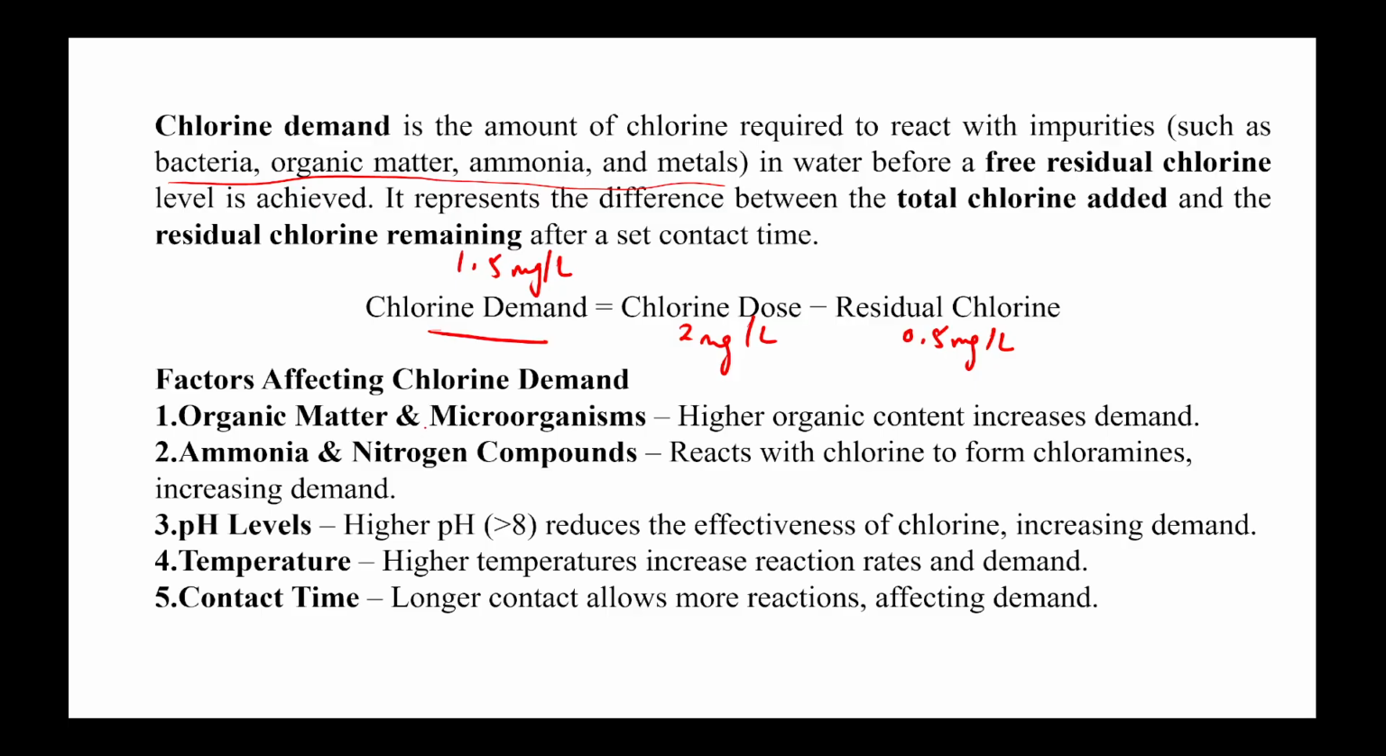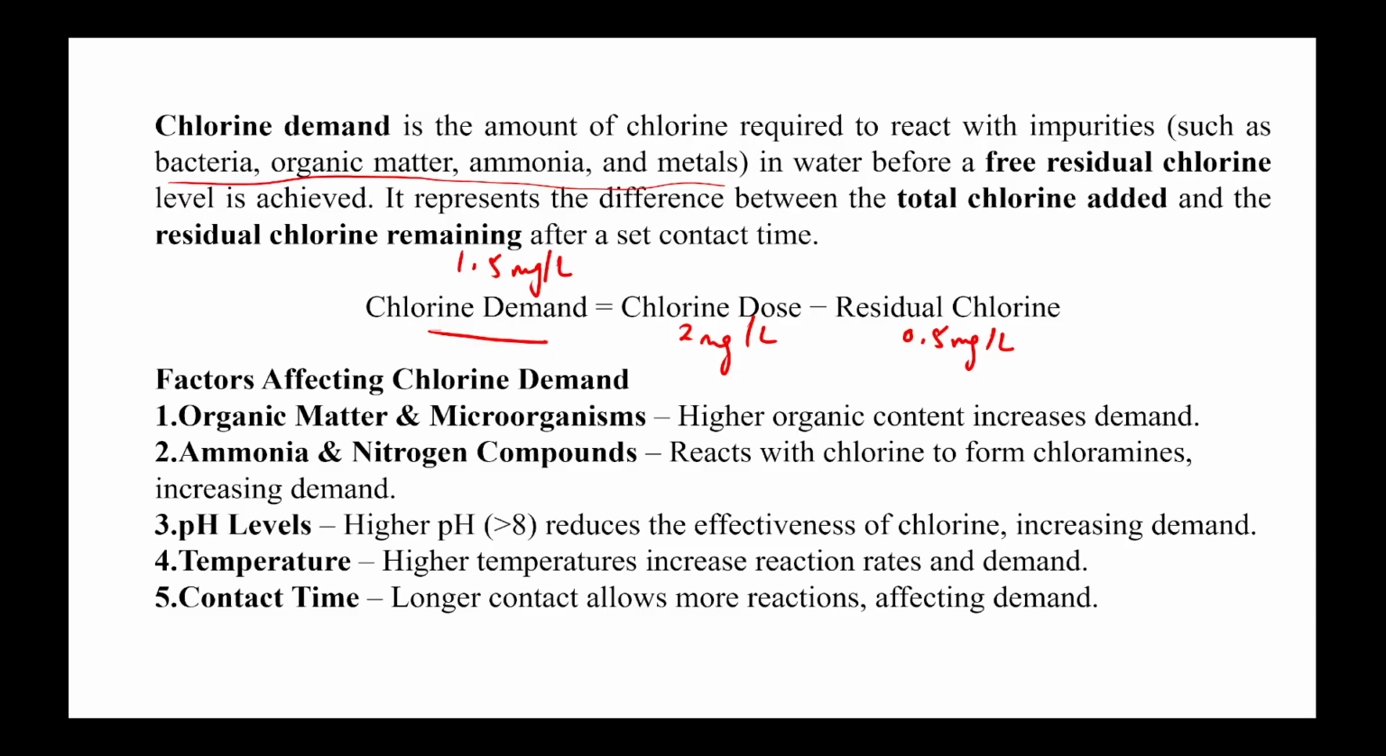Ammonia and nitrogen compounds are also impurities, so they will also react with the chlorine, and the higher the amount of ammonia present in the water, the higher will be the chlorine demand. Then you have pH levels. If you remember, I told you that chlorine when added to water forms hypochlorous acid, and how much hypochlorous acid can be present in the water is pH dependent. Hypochlorous acid is the main disinfectant that basically removes all these impurities.